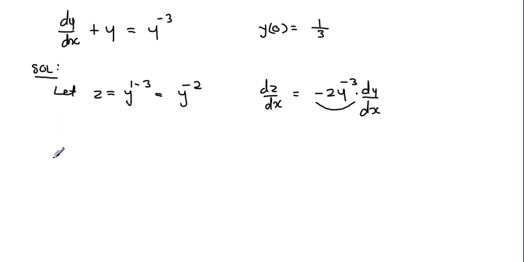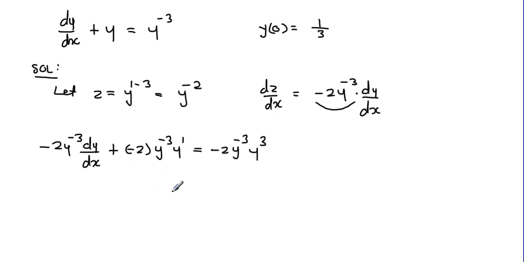Then it will look as follows. Now if we simplify this, you will see that in this term here, we're going to get y to the power minus 2, and that y to the power minus 2 is actually z. And on this side, we get y to the power 0, which simply gives us 2.